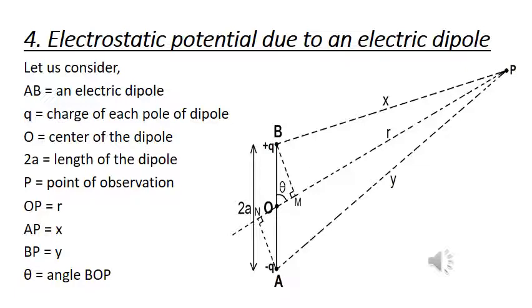Next topic is electrostatic potential due to an electric dipole. For this, let us consider an electric dipole AB of length 2a having center at O and charge of Q magnitude on each pole. P is the point of observation at which we have to find out the electrostatic potential at an angle theta from the electric dipole, that is the angle BOP is equal to theta, and the distance of P from O is R. The distance PB is equal to x and PA is equal to y.